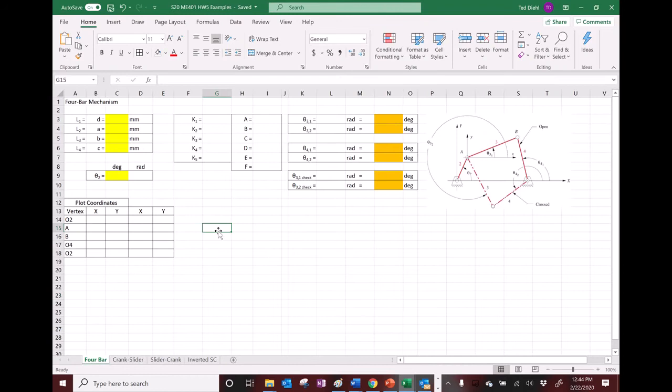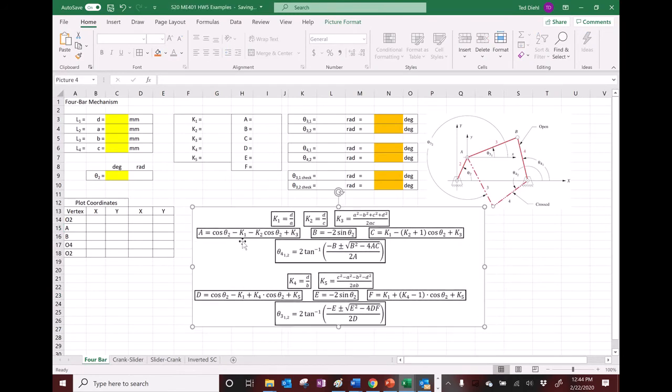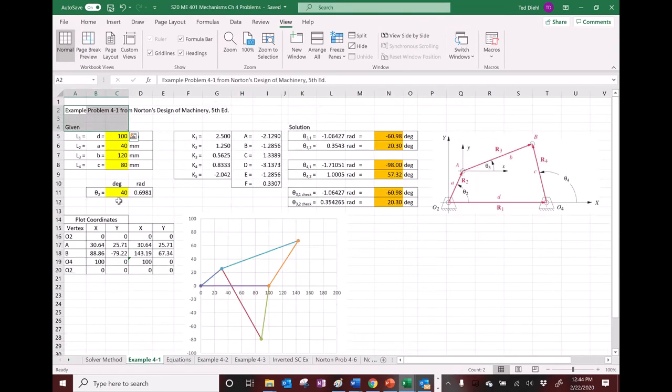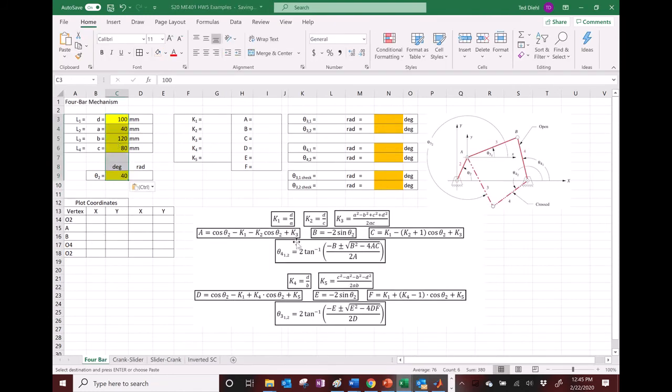You'll note that we just copied and pasted things. I'm not sure that was the smartest way to approach that, but it's what I had available at the moment. Okay, so we're going to use the values for example 4-01 out of Norton. I'll just paste those in here. I've grabbed the equations from the notes and pasted them in here temporarily, just to make things easier.